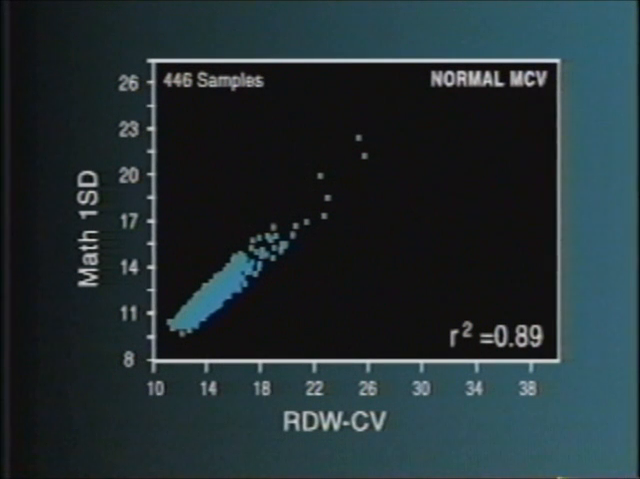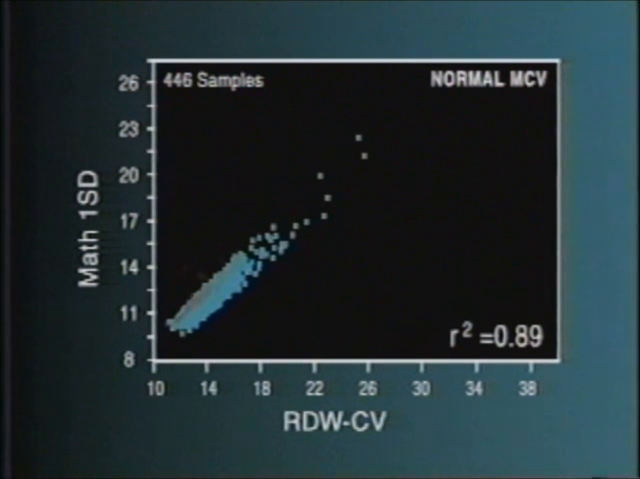Well, if we separate out those samples with a normal MCV, and there were 446 of those, from the samples that have an abnormal MCV, and there were 333 of those samples, we can see what happens to the RDW-CV. In this plot, we have only the normal MCV samples, and now we see a much better line. It is not perfect, of course, but it is much improved. And the R-squared is now 0.89, which also shows we have much better correlation.